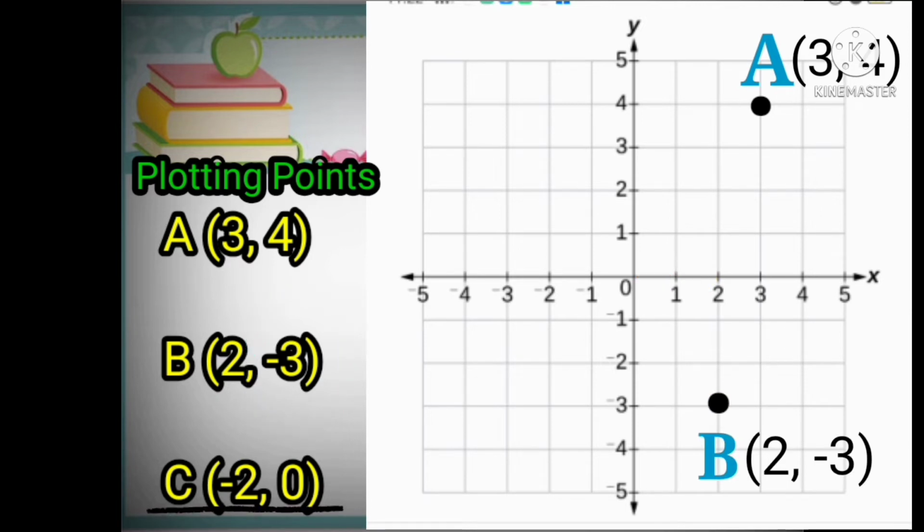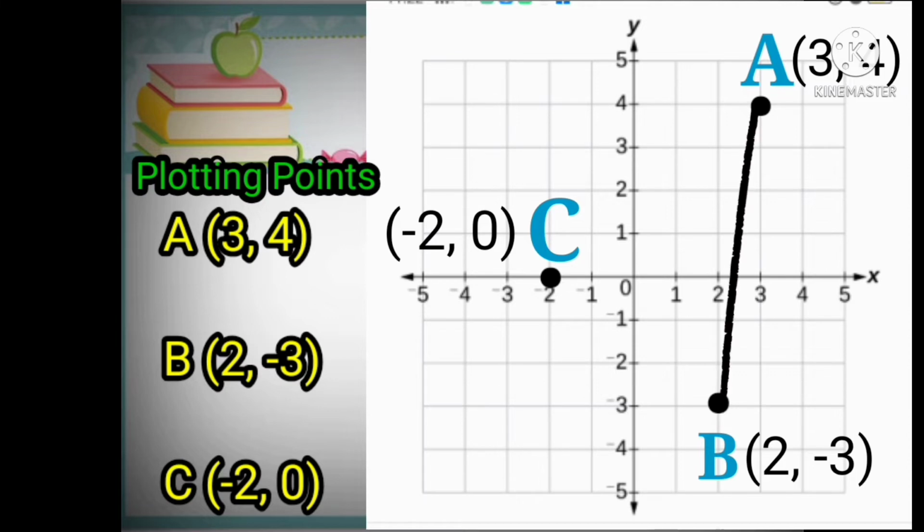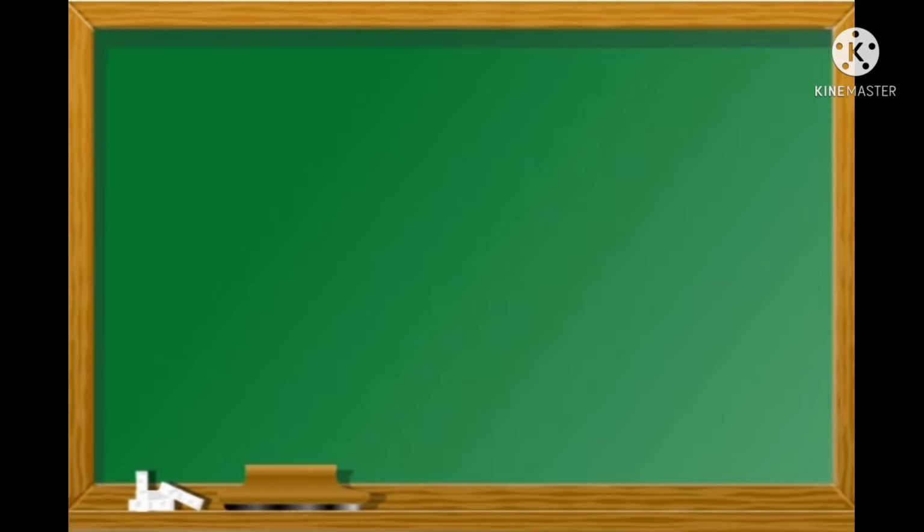For the last point, point C, (-2, 0), -2 means from the origin we will move to the left 2 times. But since our second number is 0, it means we don't need to move anymore. And this is our point C, which is located at the x-axis. Then we will connect the 3 points and they form a triangle.